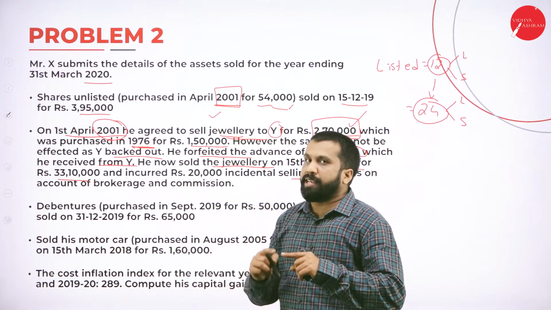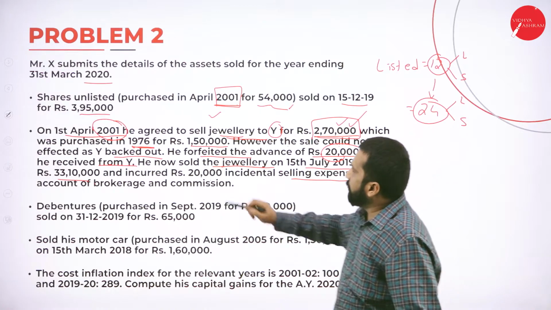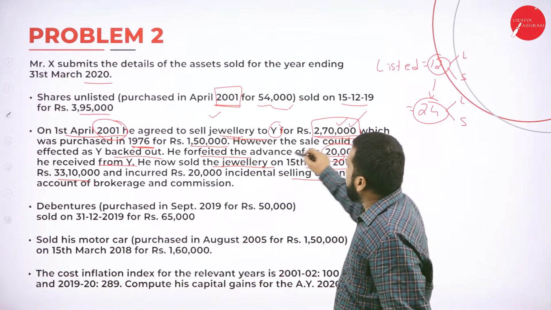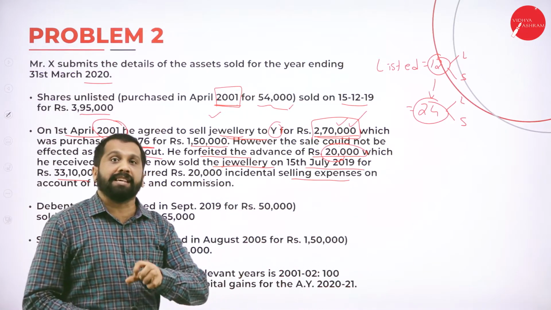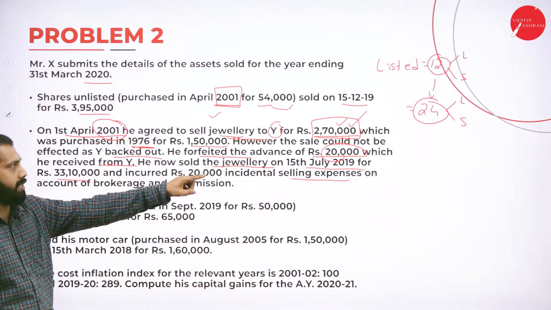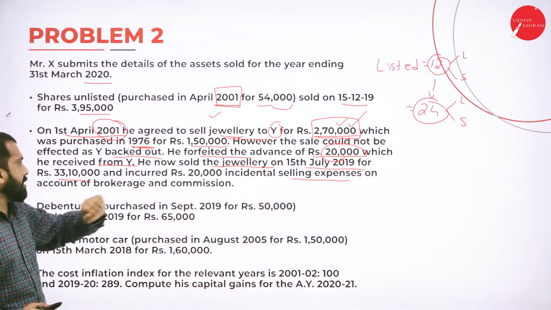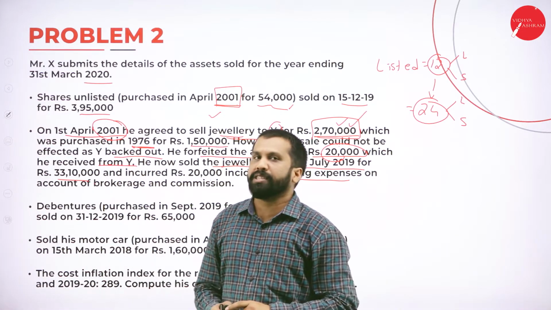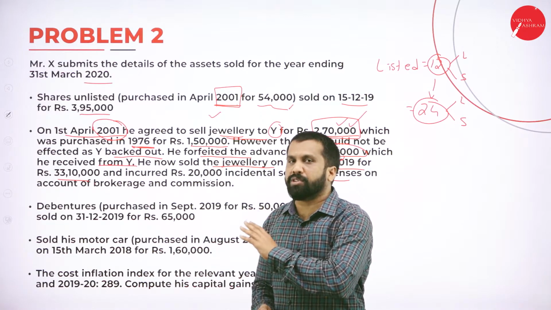In 2001, he wanted to sell this jewelry for 2,70,000. It was purchased in 76, but the sale doesn't happen. He rejected, but whatever advance he has taken, that 20,000 he has collected. Clear? And later in 2019, he sold that jewelry for 33,10,000. While doing the answer, again I'll explain what the actual question is.